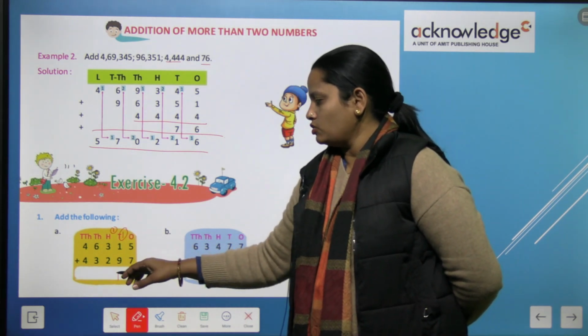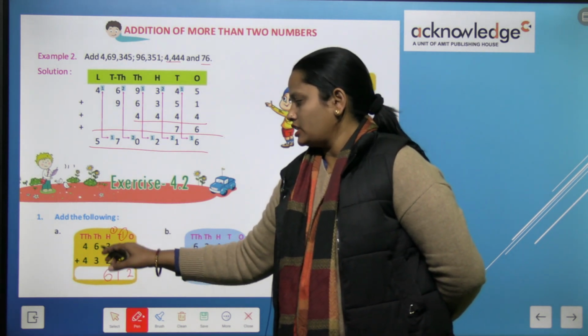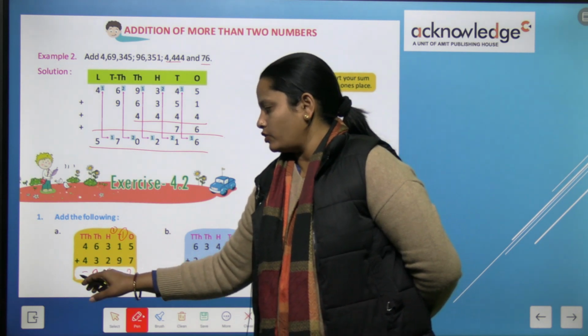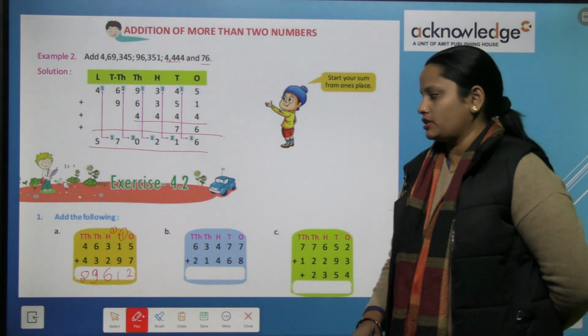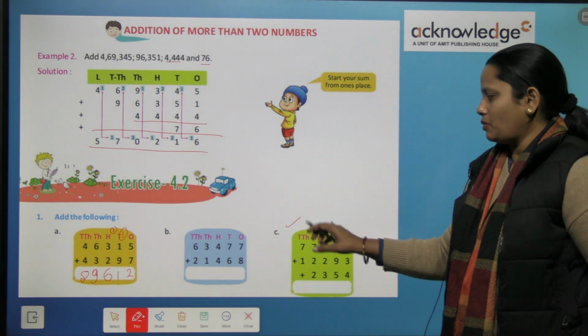Next 3 plus 2 is 5, plus 1 is 6. 6 plus 3 is 9. And 4 plus 4 is 8. So here the answer is 89,612.